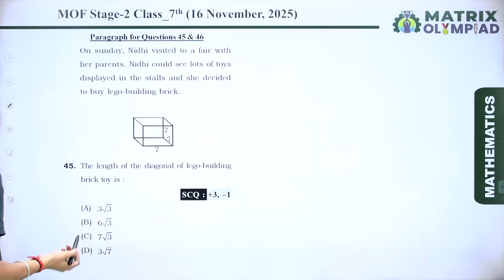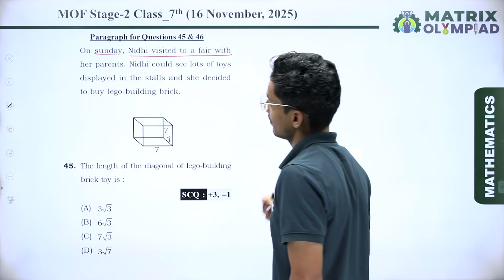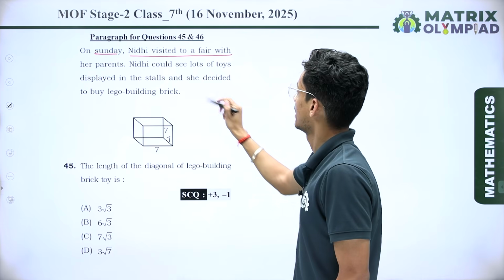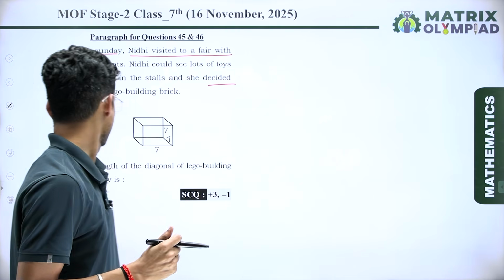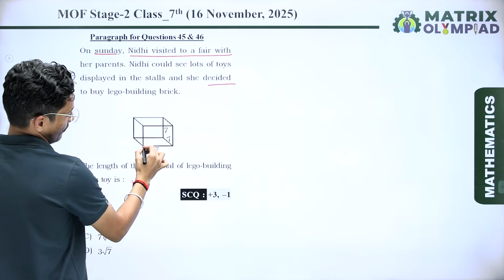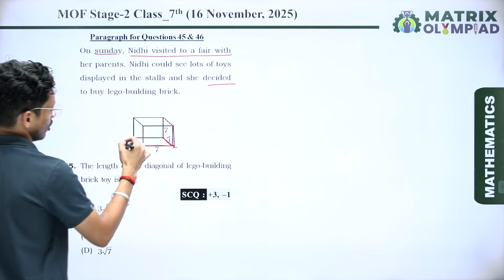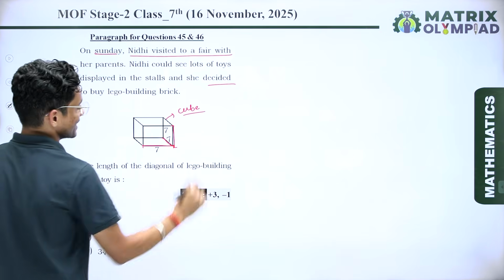So now the next question: on Sunday Nidhi visited a fair with her parents. Nidhi could see lots of toys displayed in the stalls, and she decided to buy a Lego building brick. Here we have height 7 and breadth 7. It means the Lego building brick is in the form of a cube because all the dimensions are the same.